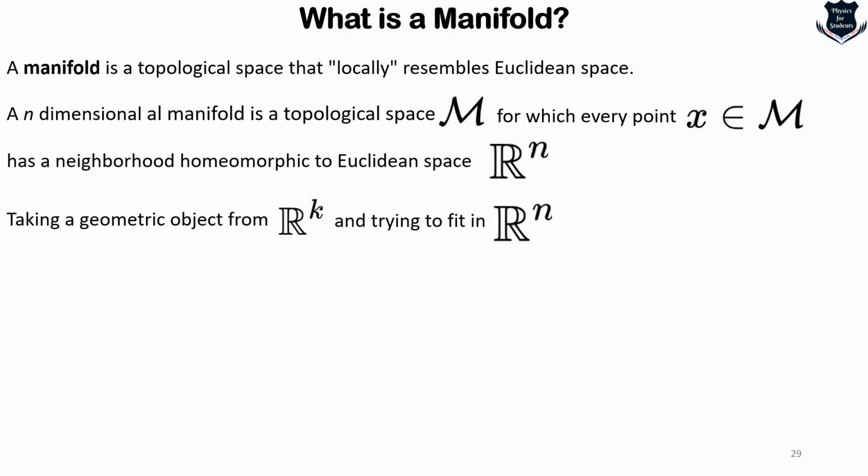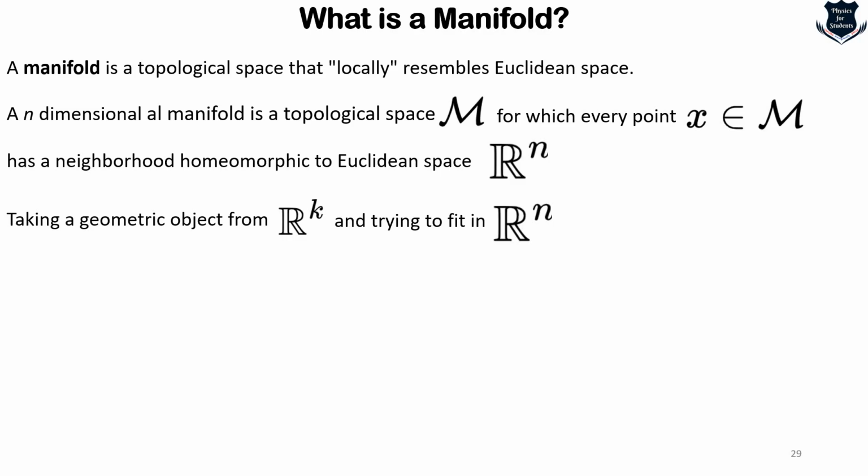And we can say that it is something like we are taking a geometric object from Rk and we're trying to fit it in Rn. Now by "fit in" I'm trying to say it is embedding. So when we talk about going from Rk, a k-dimensional space, where k is a positive integer, to Rn, we are typically referring to a function or mapping that takes a point from a k-dimensional space and puts it into the n-dimensional space.